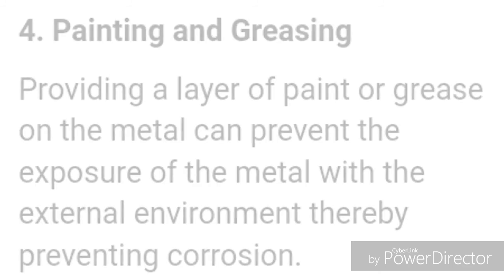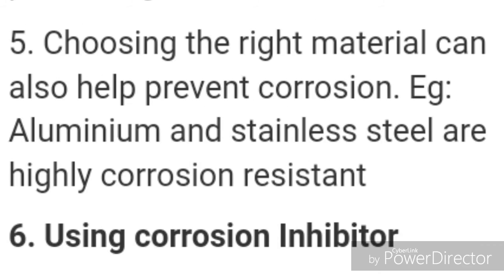Now let us see the fifth method. Choosing the right material can also help prevent corrosion. Example, aluminum and stainless steel are highly corrosion resistant materials. The sixth method is using corrosion inhibitor. Let us see what is that.